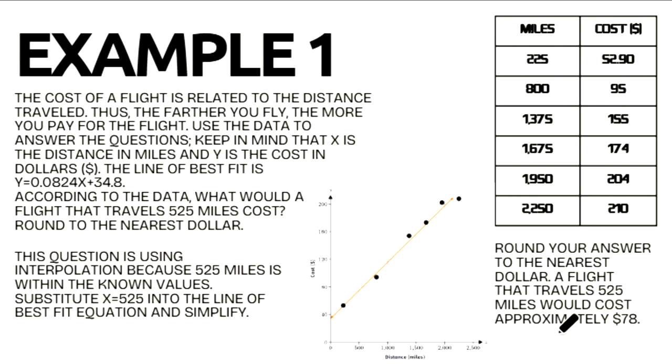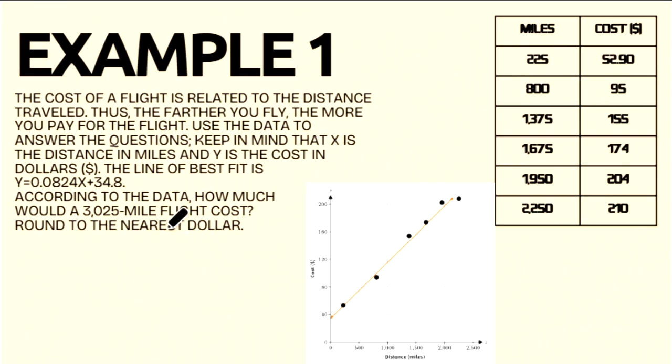Okay, right there. Here's example number 1 again. This is another question in the same one. So we have all the same data, and it says, according to the data, how much would a 3,025-mile flight cost? So we have y.